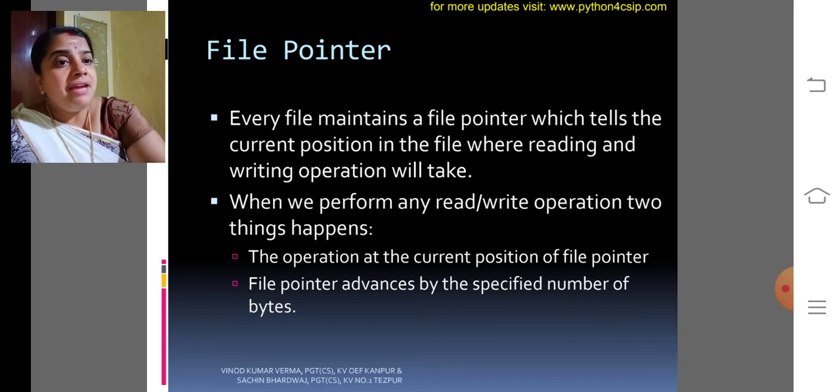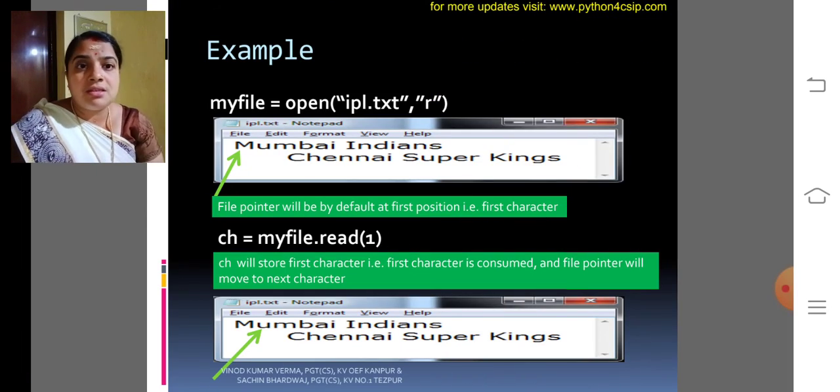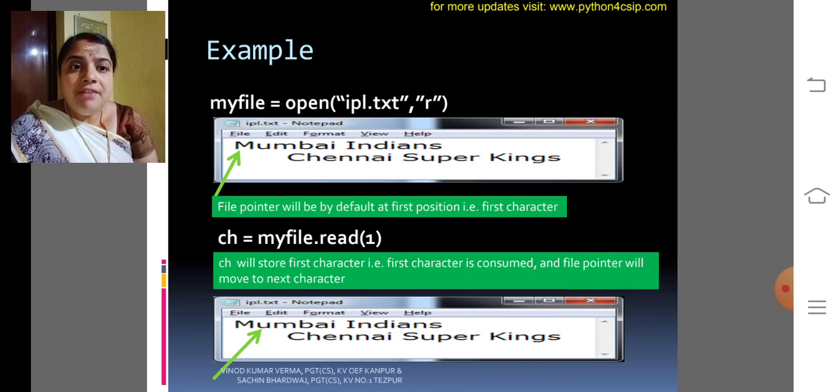Let me give a detailed description of how it happens. I have a file, IPL, with Mumbai Indians and Chennai Super Kings. The file pointer is by default at the first position, that is the first character, M. Then ch equal to file read of 1. So ch will store the first character, which is consumed, and the file pointer moves to the next character. Actually the cursor will be between M and U, so the pointer points to the second character.